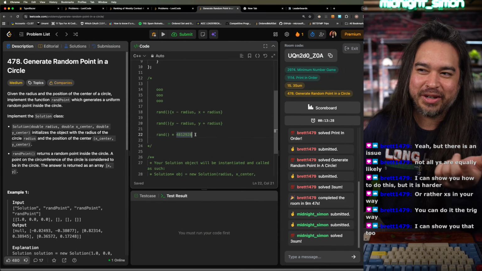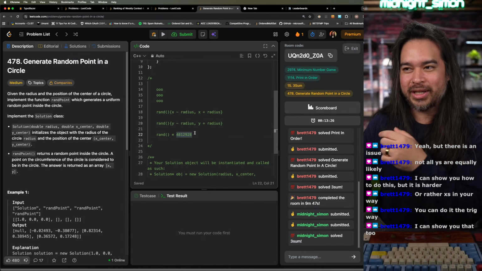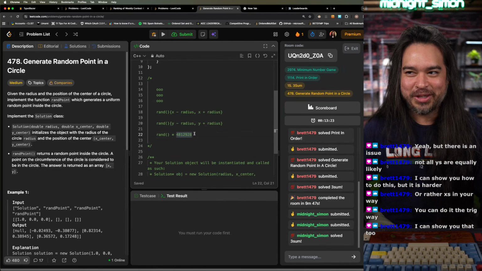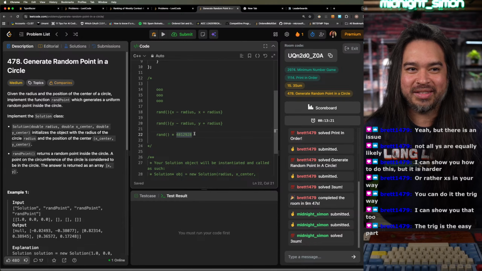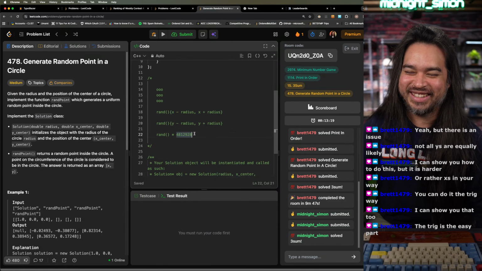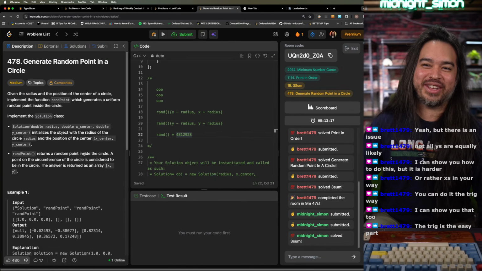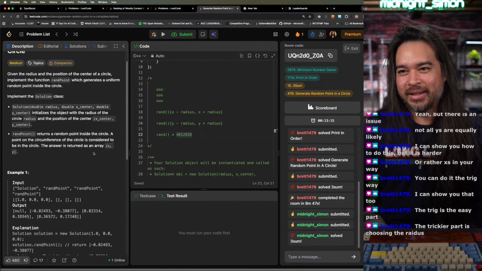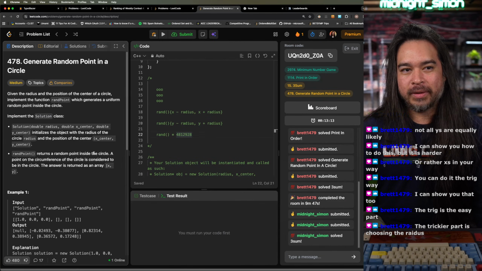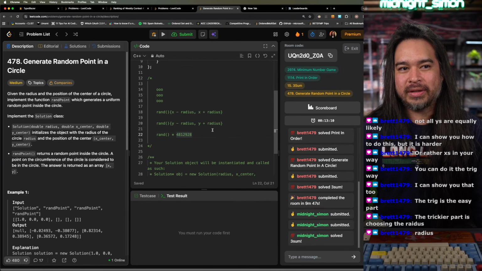But it's like I forgot all the trigonometry I've ever learned, man. And I think I used to be somewhat okay at that. The trig is the easy part, if you remember it. I don't remember it though. The trickier part is choosing the radius. You gotta choose a radius.